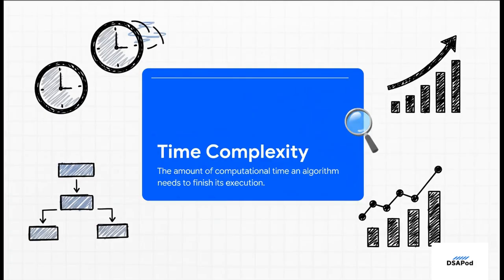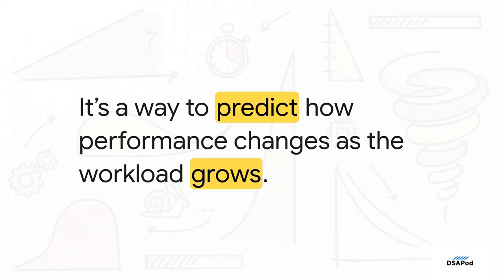Now, if you look it up in a textbook, you'll get a formal definition, like this one. Time complexity is the amount of computational time an algorithm needs to finish its execution. And that's true. It basically gives developers a universal language to talk about performance without getting bogged down by the hardware. But let's put that in plain English. Really, a simpler way to think about it is this. Time complexity is all about predicting how a piece of code is going to behave when we throw more and more data at it. Is it going to stay fast and zippy, or is it going to slow to a crawl when the job gets bigger? That's the real question it helps us answer.